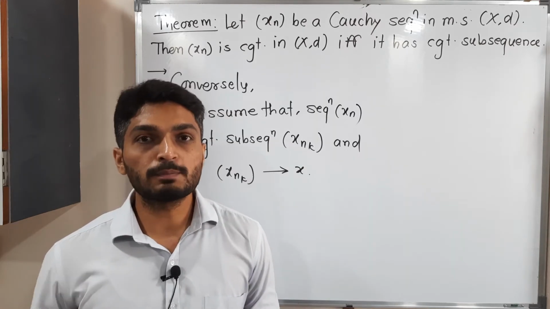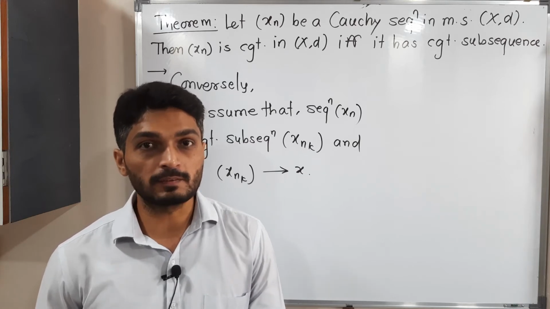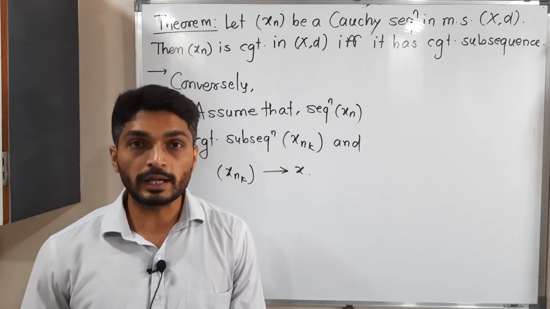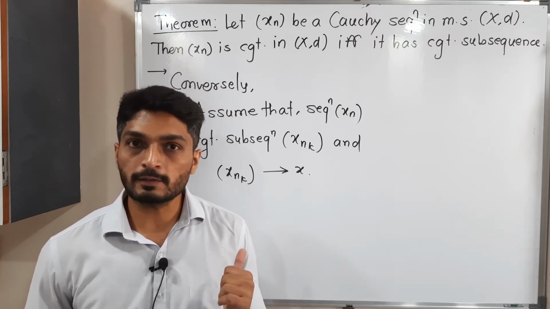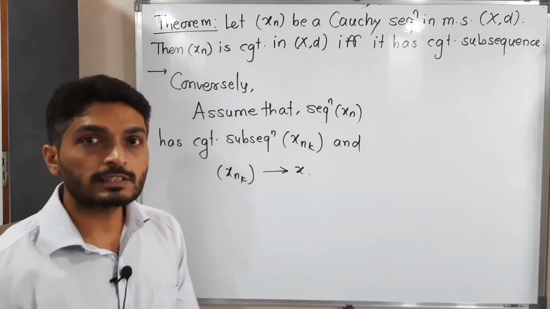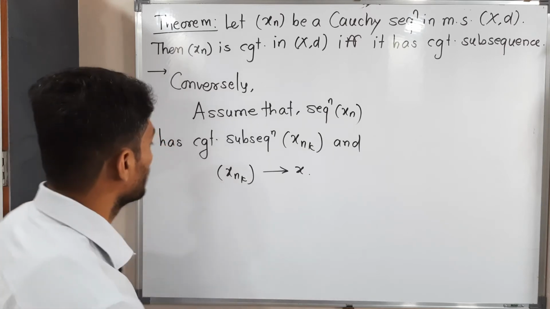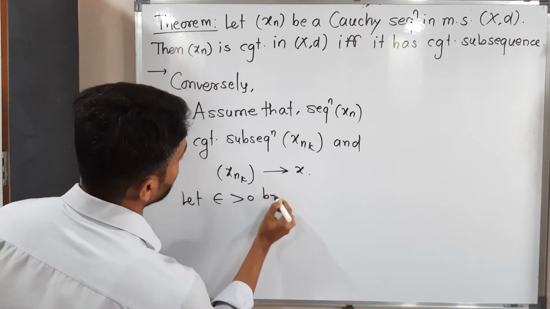See, in the converse part, we assume the sequence xn has a convergent subsequence, say xnk, and converges to x. Now we have to prove that the given sequence is convergent. We will prove that the sequence converges to the same limit x. Let us prove. I will start with the epsilon, since epsilon is required. So let epsilon greater than 0 be given.